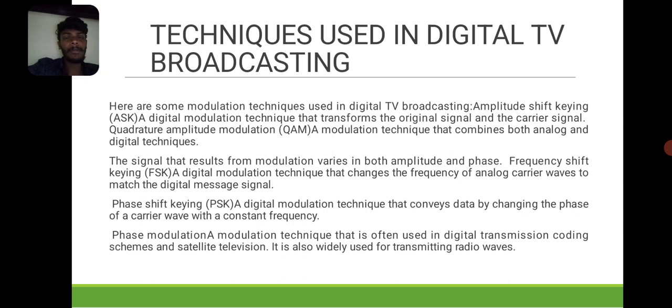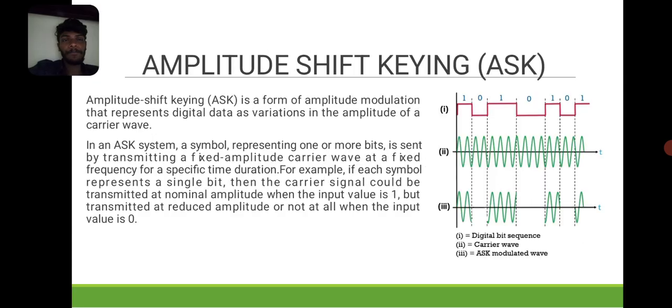Phase modulation, a modulation technique that is often used in digital transmission coding schemes and satellite television. It is also widely used for transmitting radio waves. Amplitude shift keying. Amplitude shift keying is a form of amplitude modulation that represents digital data as variations in the amplitude of a carrier wave.